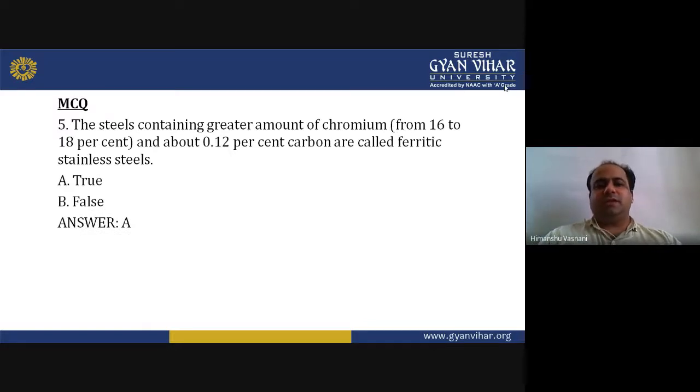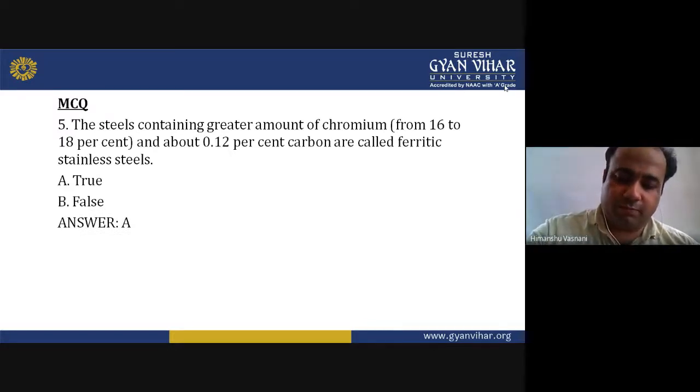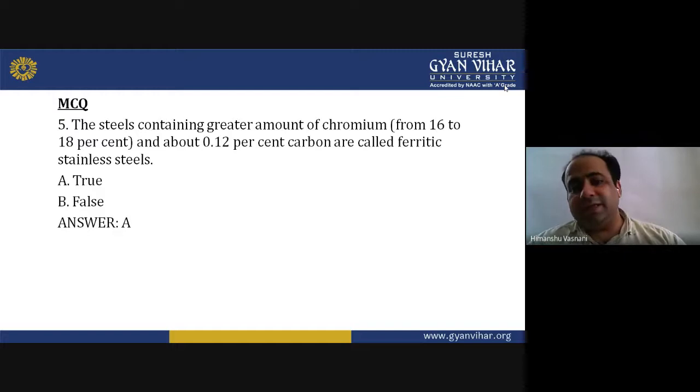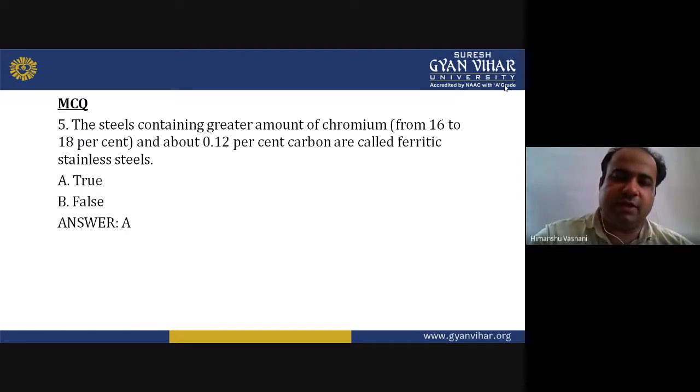Now these steels containing a greater amount of chromium, from 16 to 18%, and about 0.12% carbon, are called ferritic stainless steel. We have discussed martensitic stainless steel, and now we are going to ferritic stainless steel. This has chromium from 16 to 18%, and the carbon is less, 0.12%. So I think it's true, this is ferritic stainless steel. The answer is true.